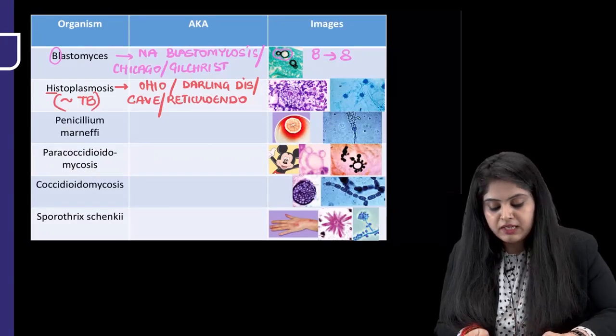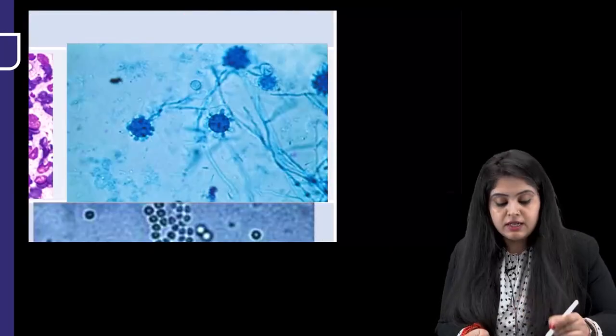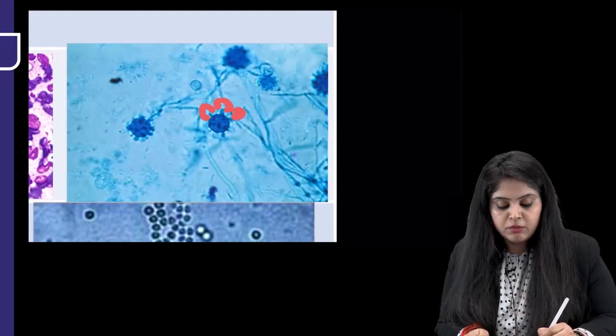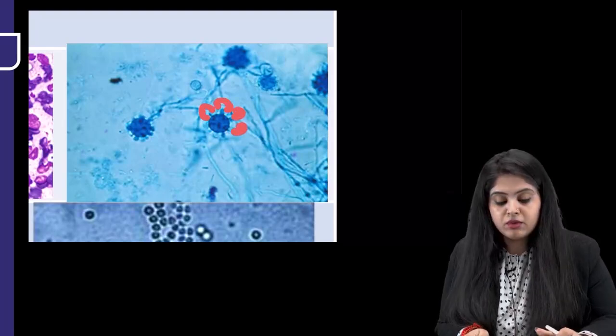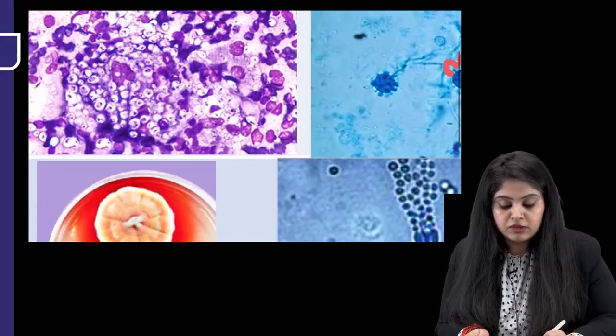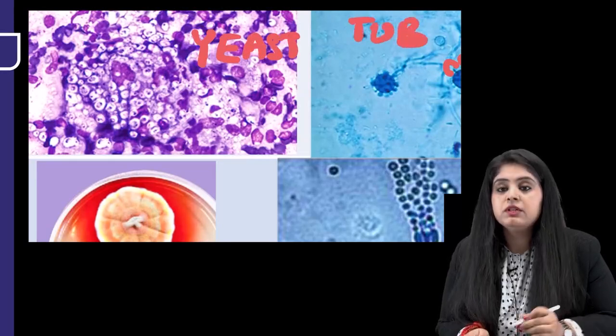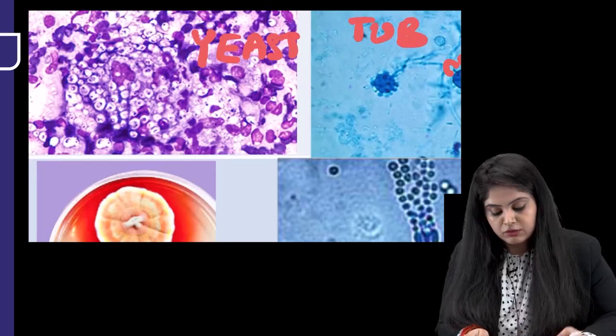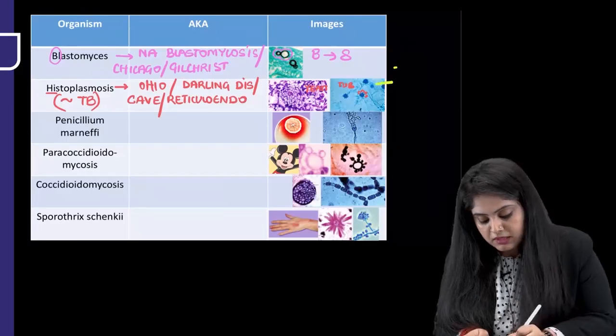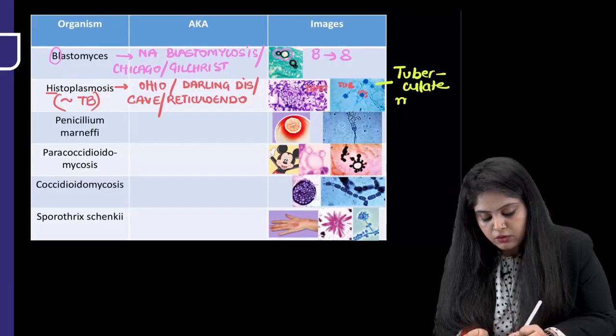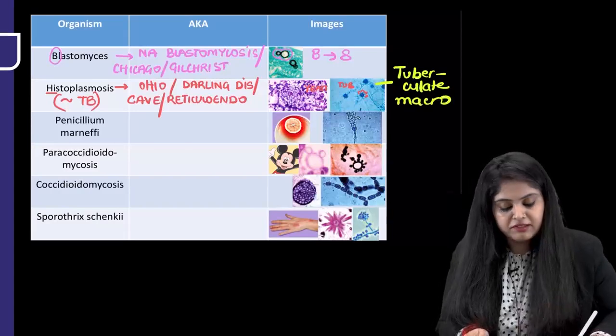If you zoom in, which kind of macroconidia were you seeing? Tuberculate, very famous tuberculate macroconidia. If you remember these two pictures, this was the yeast form and this was the form with tuberculate macroconidia. So please remember this very famous thing: histoplasmosis shows you tuberculate macroconidia. Moving on, Penicillium marneffei.